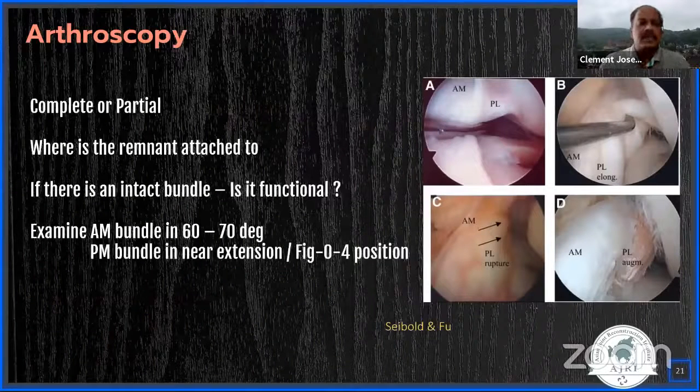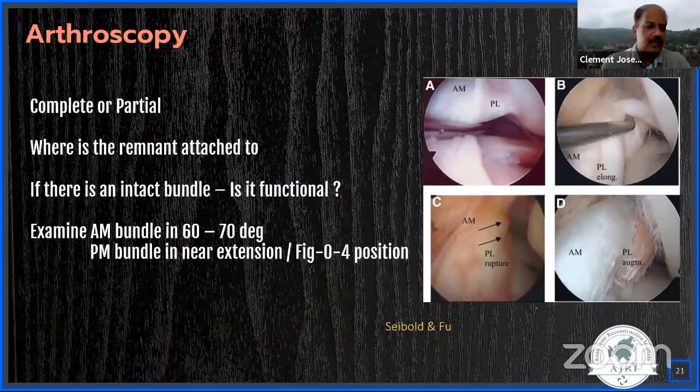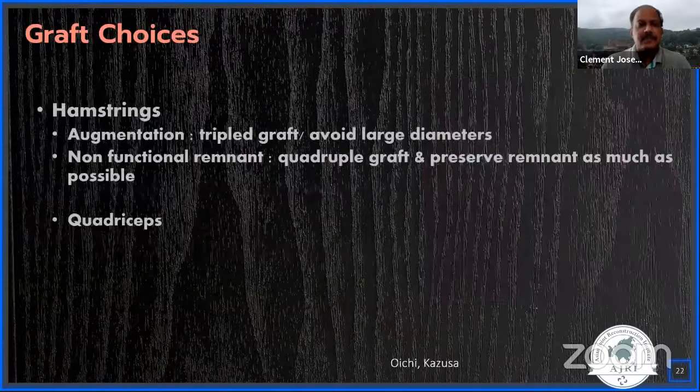Coming to arthroscopy, you have to determine the lesion, whether it is a complete tear or a partial tear, and identify which part the remnant is attached to. One has to identify if there is an intact bundle, and whether the bundle is functional. Typically, the anteromedial bundle is examined at around 60 to 70 degrees of knee flexion. The posterolateral bundle is usually tested in extension, but it may be difficult to examine near extension. So ideally, you can put the knee in a figure of 4 position, then examine the posterolateral bundle in these cases.